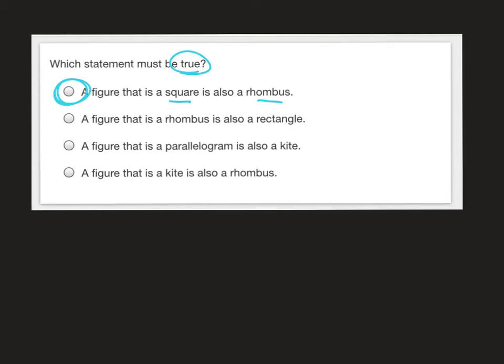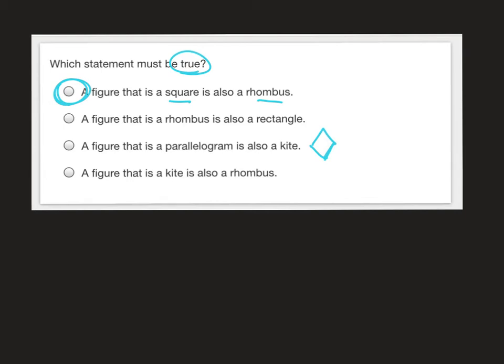So that is your answer, but I want to go through the other ones and tell you why the other ones are not your answer. A figure that is a rhombus is also a rectangle. No, because a rhombus does not have the right angle, so we can't say it's a rectangle. A figure that is a parallelogram is also a kite. No, because by definition, a kite looks more like a diamond, right? So it does not have those opposite parallel sides.